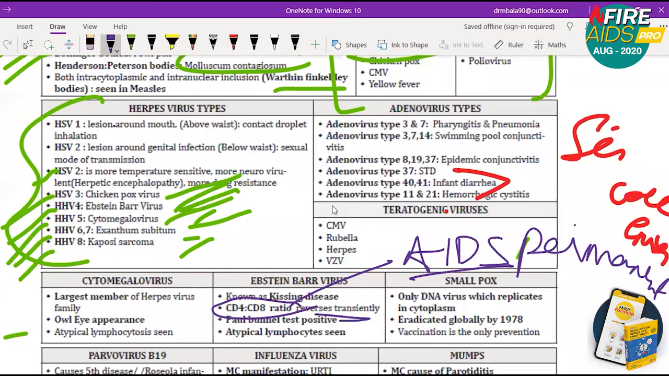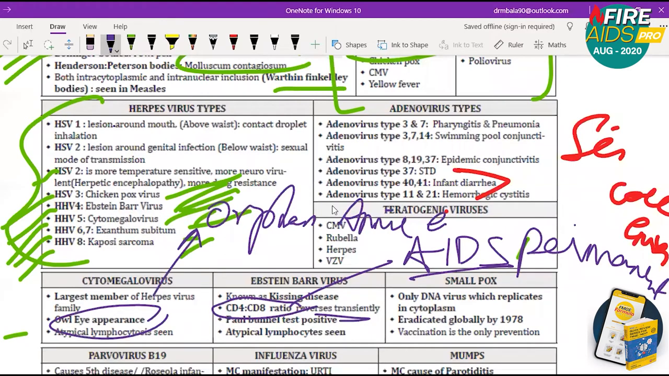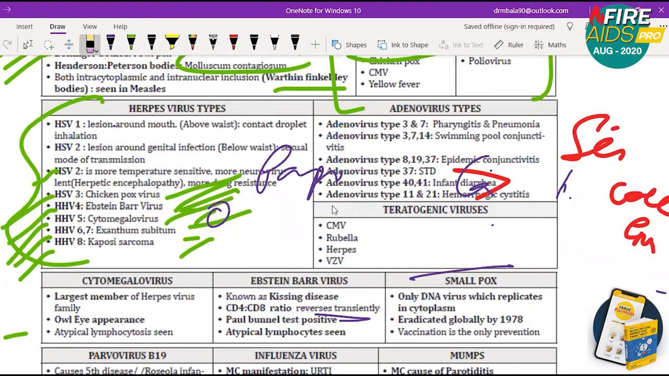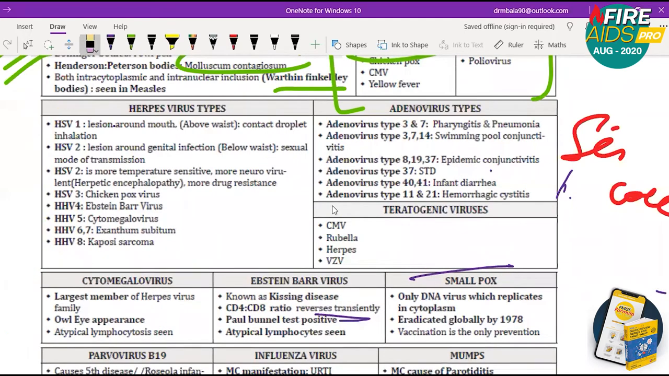With owl eye, you should remember orphan Annie eye. Orphan Annie eye is seen in papillary cancer of thyroid. So owl's eye appearance, you should compare with orphan Annie eye appearance. So I repeat, these two small boxes comprise a lot of differentiation in your questions.